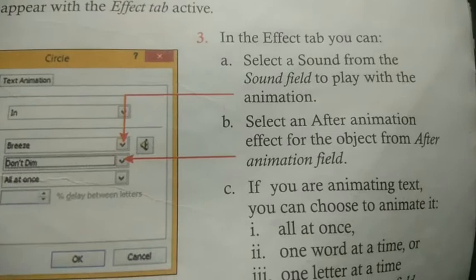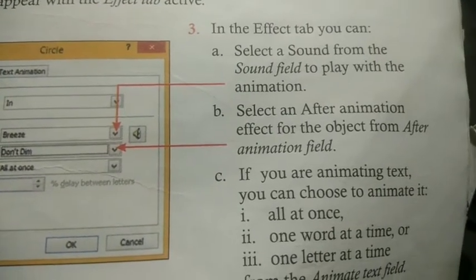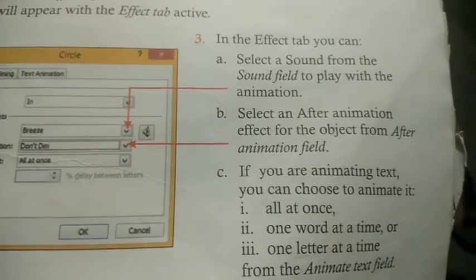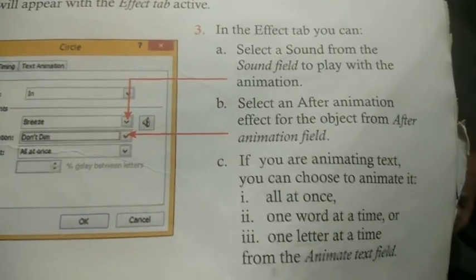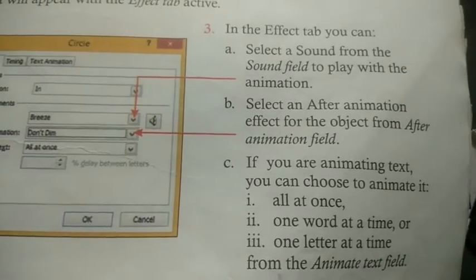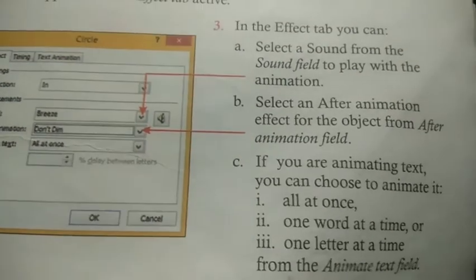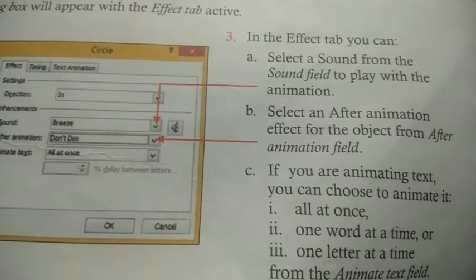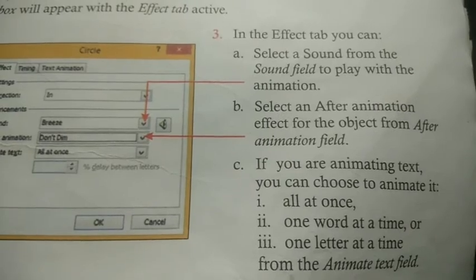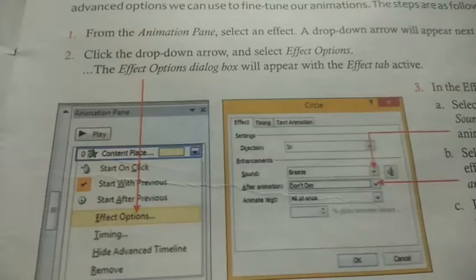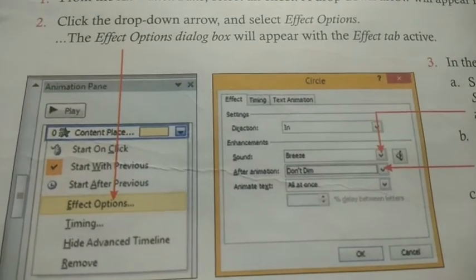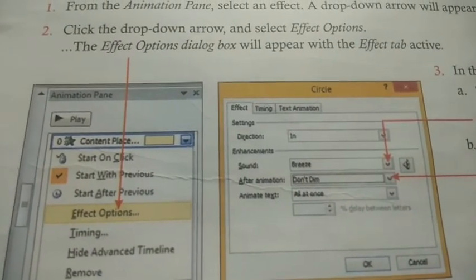Third, in the effect tab you can select a sound from the sound field to play with the animation. Then select an option for after animation effects for the objects from the after animation field. If you are animating text, you can choose to animate it all at once, one word at a time or one letter at a time from the animate text field. So you can see the animation pane and effect dialog box in your animation presentation.